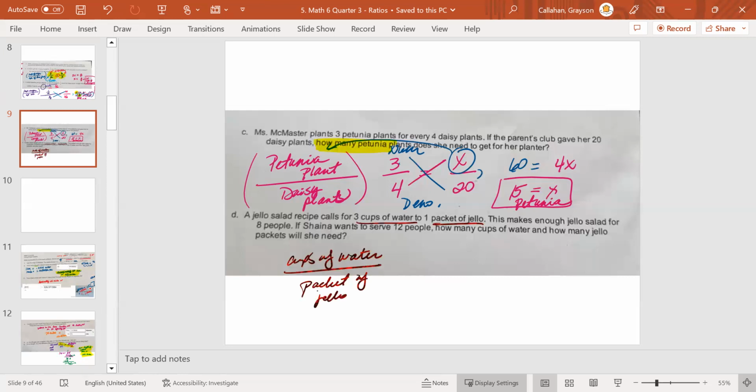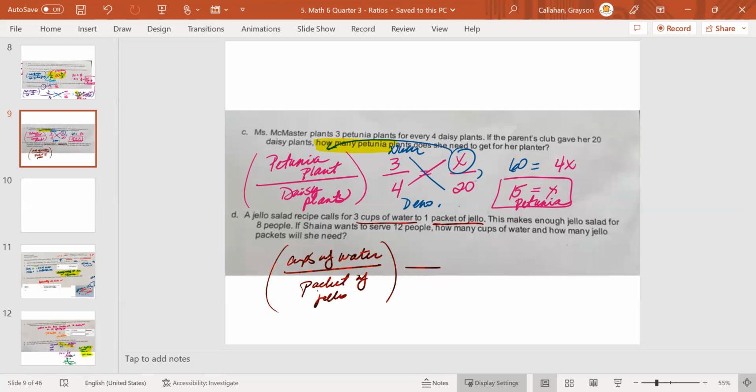No, packet of Jell-O. That's what you need to start off with. Don't get any numbers, just the words. Okay? And don't just put Jell-O. Make sure you put packet of Jell-O so we know what you're talking about. Are we talking about a spoon of Jell-O? Are we talking about a cup of Jell-O? Are we doing like a pot of Jell-O? I mean, you got to be specific.